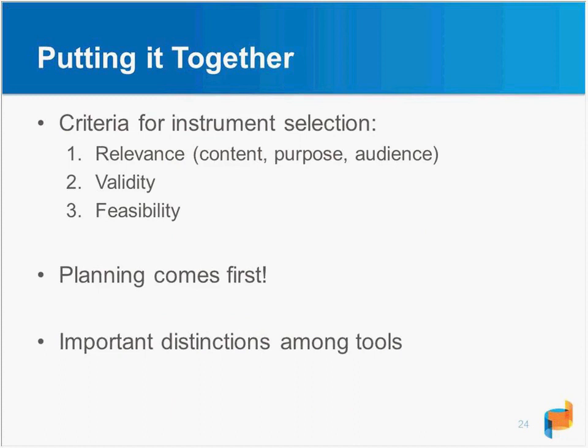Putting it all together, in this presentation we've introduced the first of three important criteria for instrument selection: relevance, validity, feasibility. We've also elaborated on the components involved with relevance, namely content, purpose, and intended audience. But we've also talked about the importance of planning as a precursor to instrument selection and alerted you to some important distinctions among tools, such as self-report versus objective data sources and individual versus group-level data. So now it's time to show a brief example. And for this, I turn the microphone over to Jane.